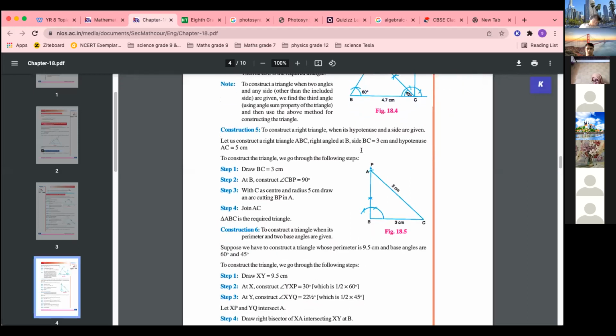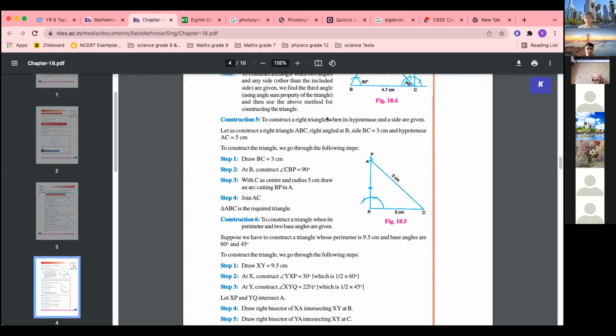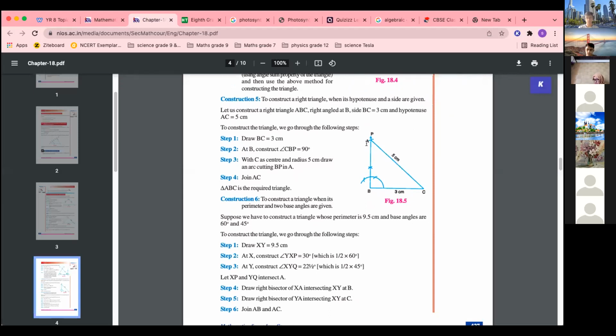Okay, next is to construct a right angle triangle when hypotenuse and a side is given. ABC right angled at B, BC is given. So let us draw a rough triangle. ABC, BC is 3 centimeter and hypotenuse is 5 centimeter. You know that this is 90 degree. Now you can draw this. See what we'll do. Can you think of it?